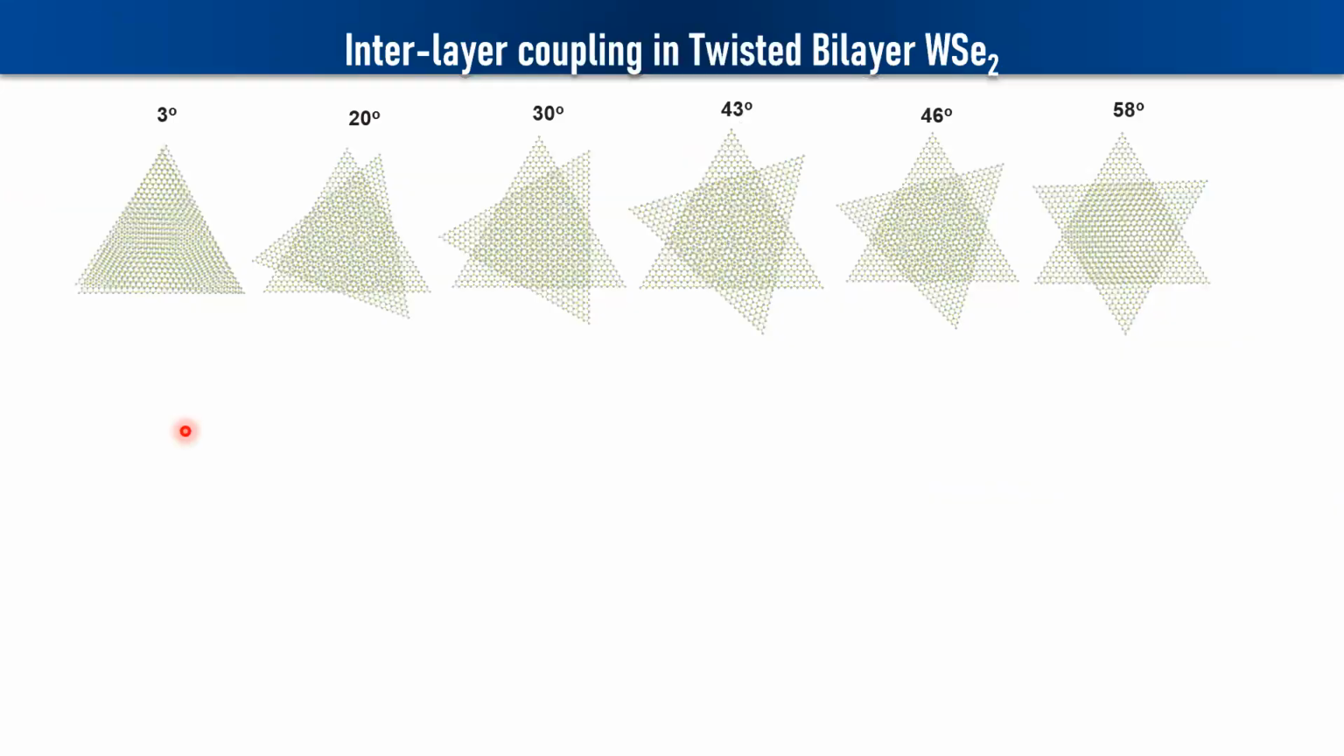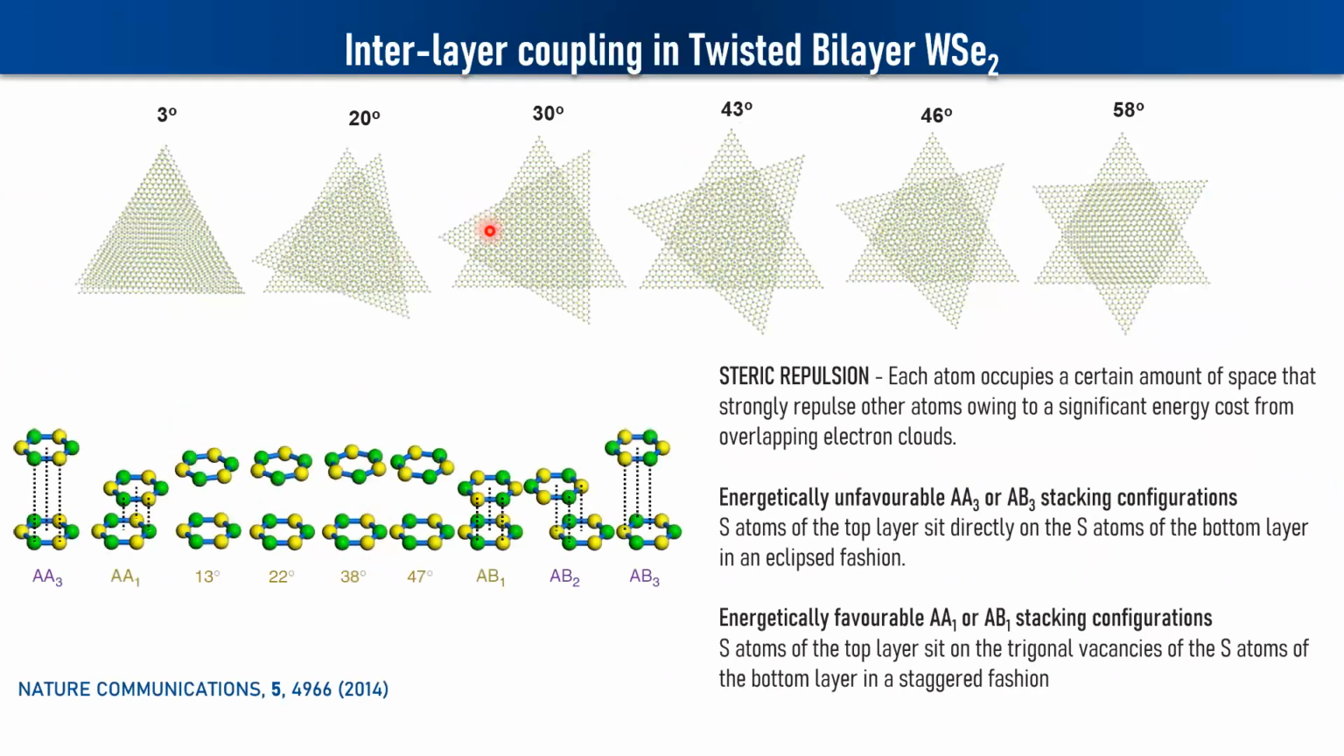Now, what you can see is, in certain cases, each of these atoms occupies a certain amount of space. And inside that space, if there is another atom which is coming directly on top of that, that will lead to strong Coulomb repulsions, because there is going to be an overlapping electron cloud, which will significantly increase the potential energy, and that will give rise to repulsions, and this is called steric repulsion. So this is what happens when you go to 30 degrees.